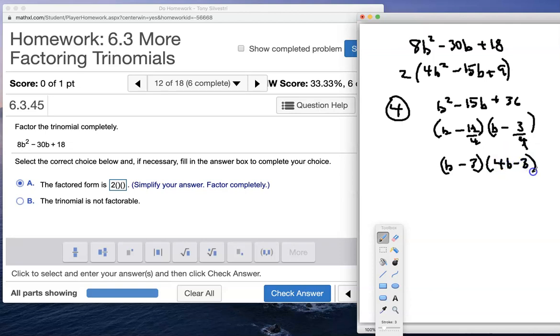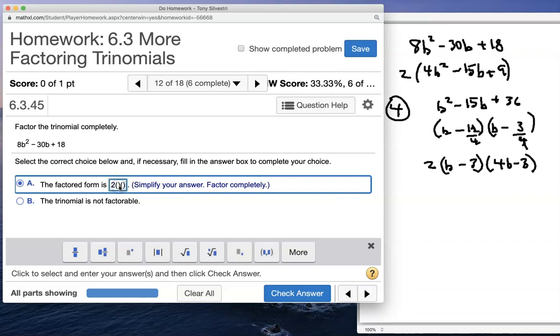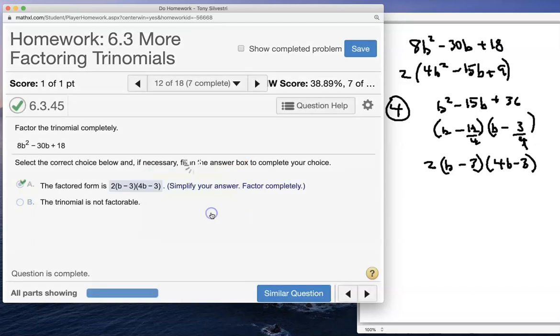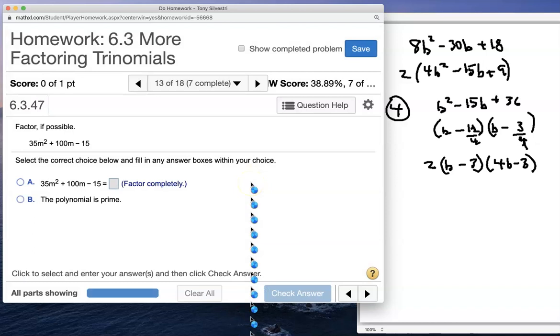Now, again, bring the 2 down. All right, I already put the 2 in my answer. I'm going to put a b minus 3 here, b minus 3, and then I'm going to move this over to 4b minus 3, and I'm going to check my answer. Jeez. Again, you're going to love math. I'm going to make you into math machines, mathematicians here.